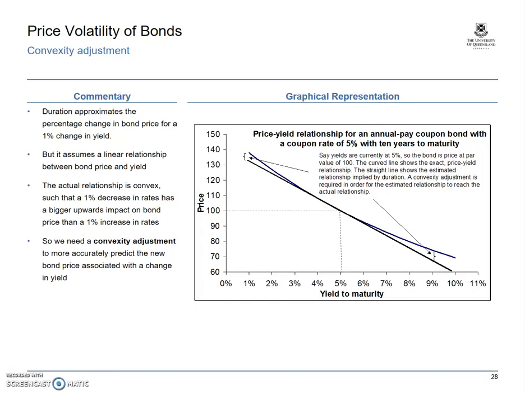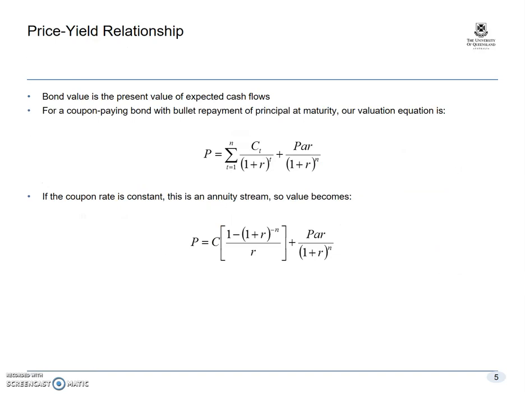In our fifth video, we're still going to continue our look at the price volatility of bonds, but now we're going to take account of the fact that the relationship between yield and price is not linear. You'll remember from the introductory video that we have a curvilinear or a convex relationship between the price of a bond and the yield of a bond.